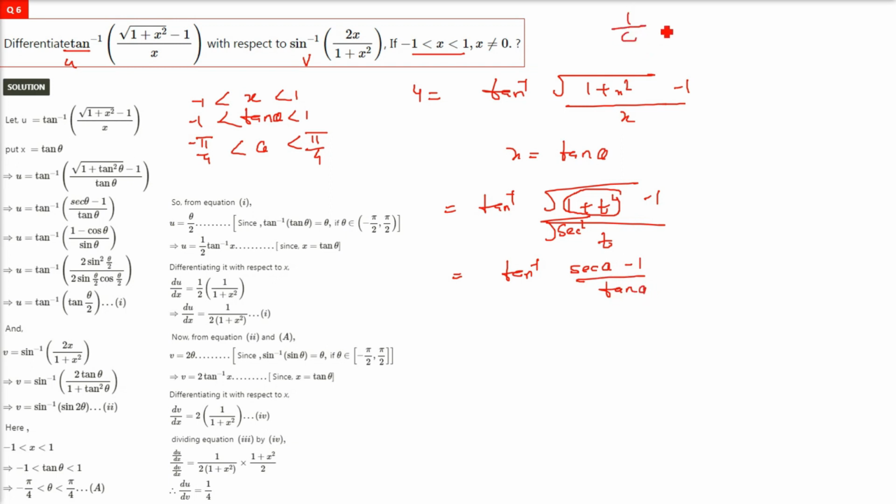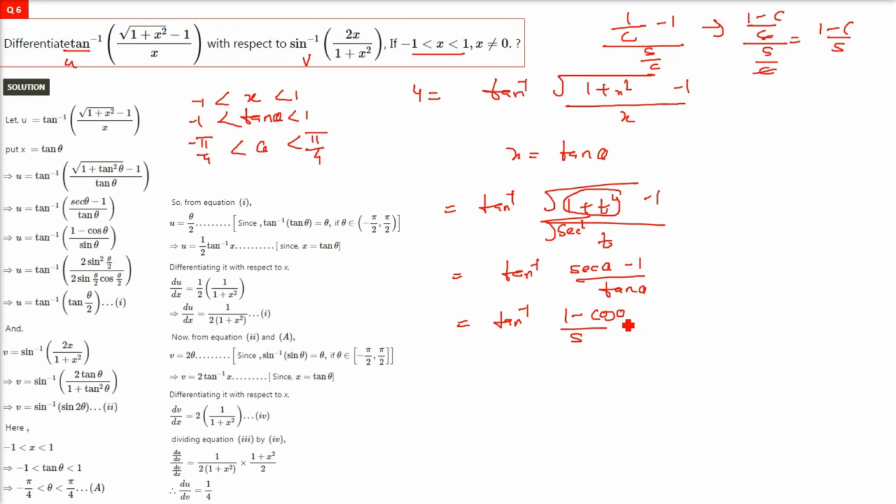Sec theta is 1 by cos theta. So 1 by cos theta minus 1, divided by sin theta by cos theta. So 1 minus cos theta by cos theta divided by sin theta by cos theta. Cos you can cancel. 1 minus cos theta by sin theta it will be. So it will be tan inverse of 1 minus cos theta divided by sin theta.